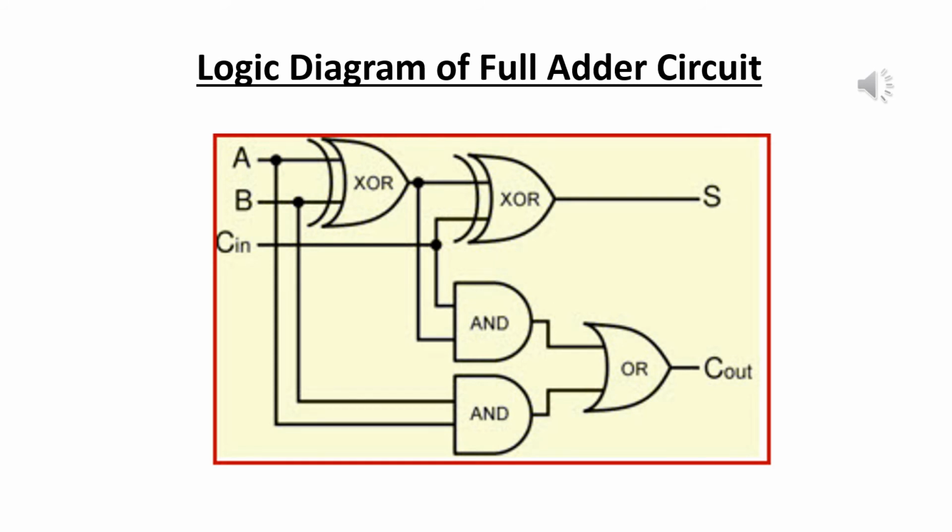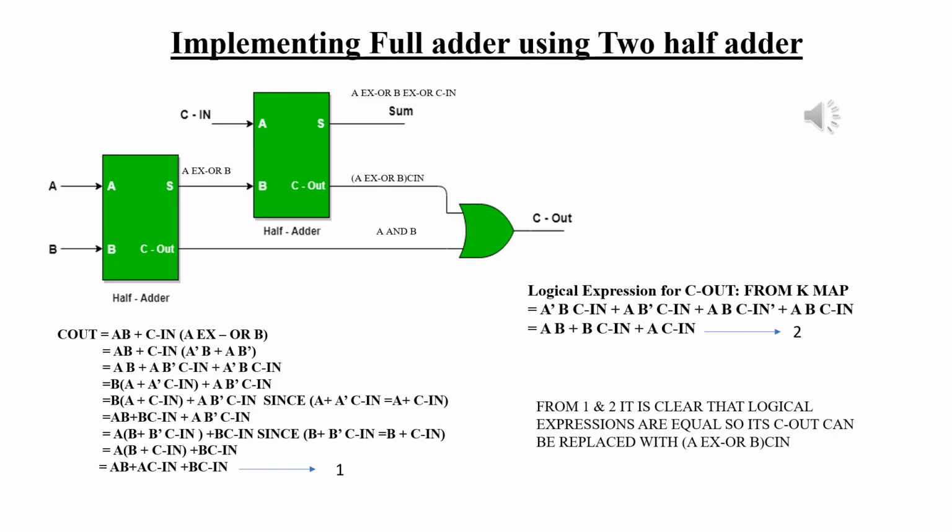From the above obtained expressions, we can draw a logic diagram by using basic logic gates. The sum and C out can be obtained by using two XOR, two AND and one OR gates as shown in the diagram. The inputs given here are A, B and C in, and outputs obtained are S and C out. The constructed logic diagram for the full adder circuit consists of two half adder circuits in it. From that we can conclude that by using two half adder circuits a full adder circuit can be constructed. You can see the diagram here.